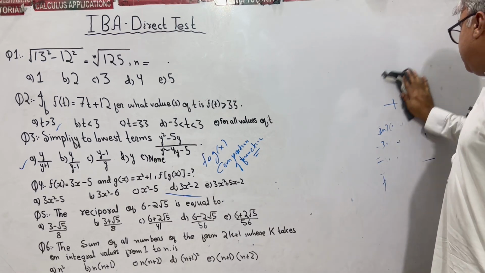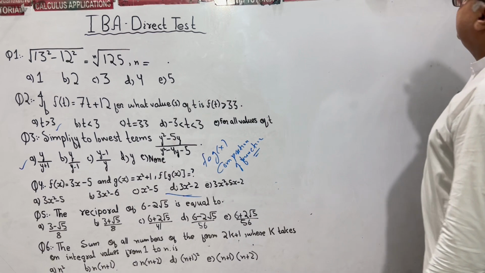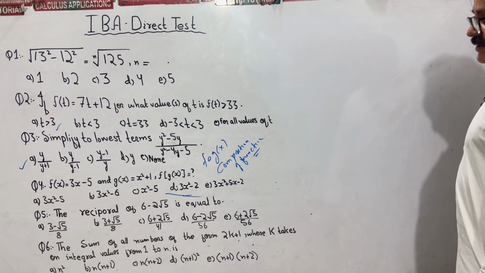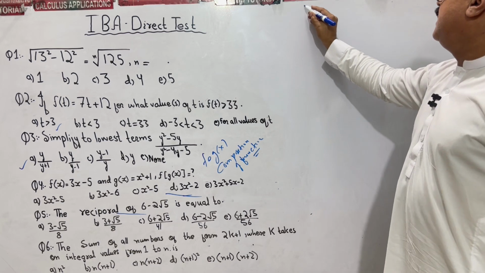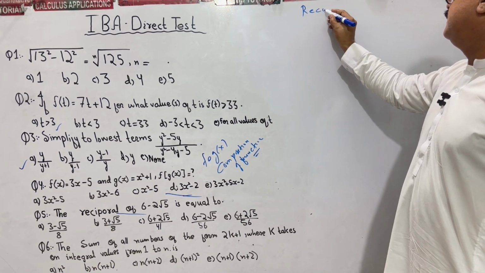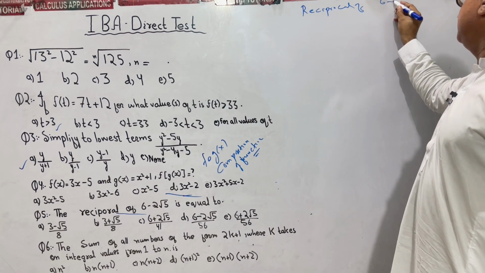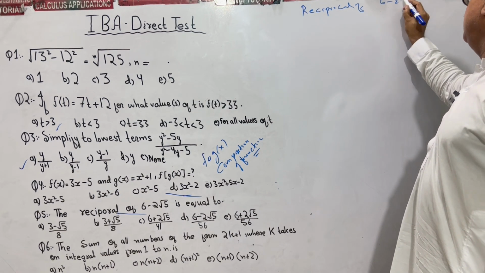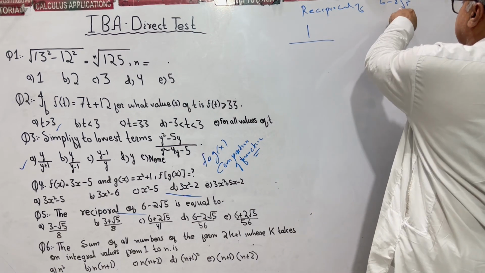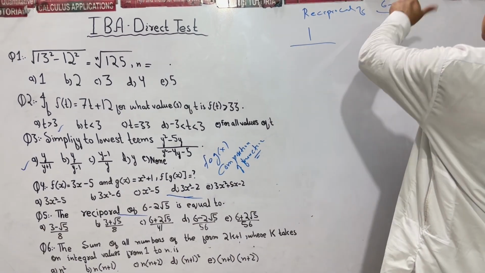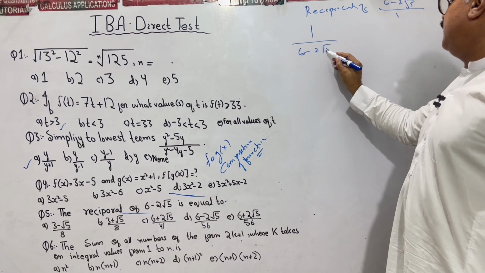A reciprocal can also be called multiplicative inverse. Reciprocal is also called multiplicative inverse. So we need the reciprocal of 6 minus 2 times root 5, the multiplicative inverse of this one.